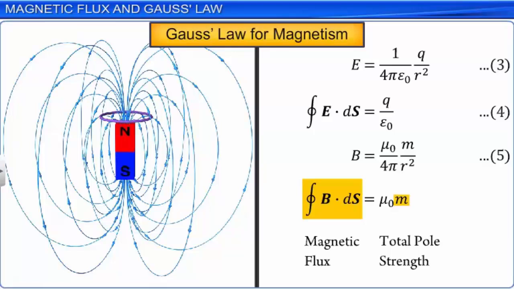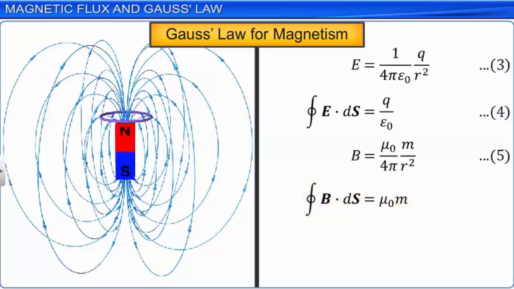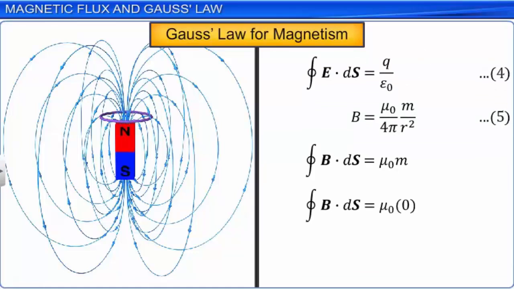Since the isolated magnetic pole or magnetic monopole does not exist, that is, the magnetic dipoles alone exist with the poles that are opposite in nature, the net pole strength enclosed by the closed surface is 0. Now we can write Gauss law for magnetism as integral over the closed surface B dot ds is equal to 0. Let this be equation 6.